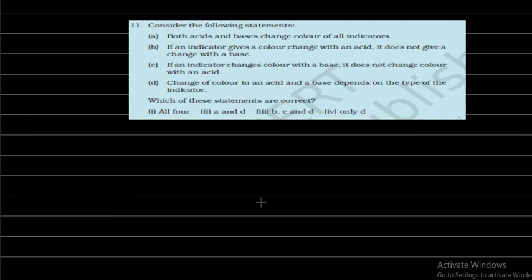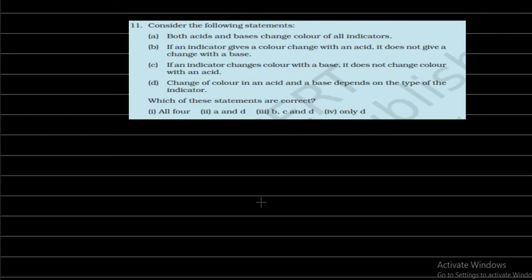What is that? Consider the following statements. Both acids and bases change color of all indicators. Is it true? No. When you take the turmeric, you will not see the change of color of that indicator, right? If an indicator gives a color change with an acid, it does not give a change with a base. No, that is also not true. If an indicator changes color with a base, it does not change color with an acid. Is it correct? No, right? In both cases you can see the change of color, or else you can see one change of color and one more remains the same, right?